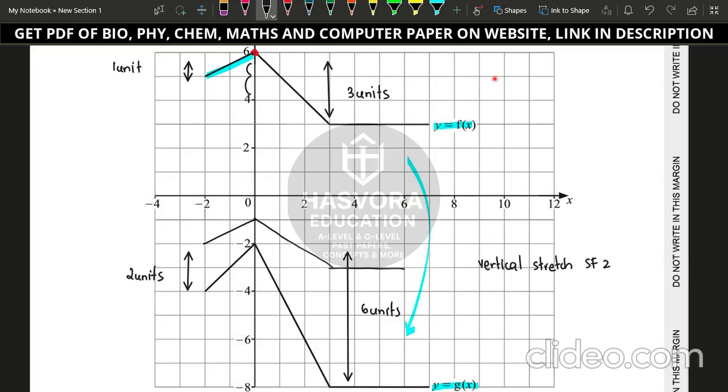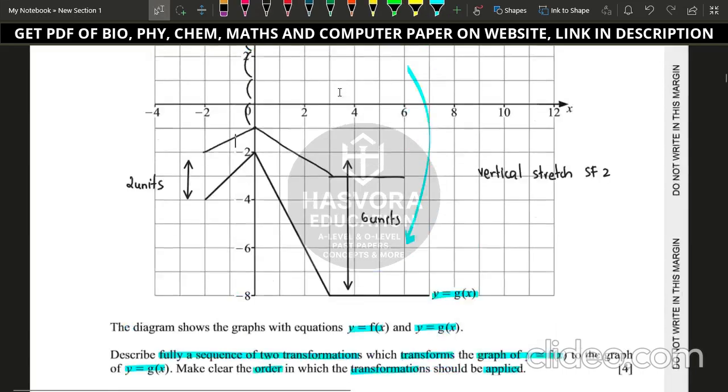So 1, then 2, then 3, then 4, then 5, then 6 and then 7. So now this is your translation. This is being translated 7 units down and then the vertical stretch is applied, okay? So this will be the correct order then.